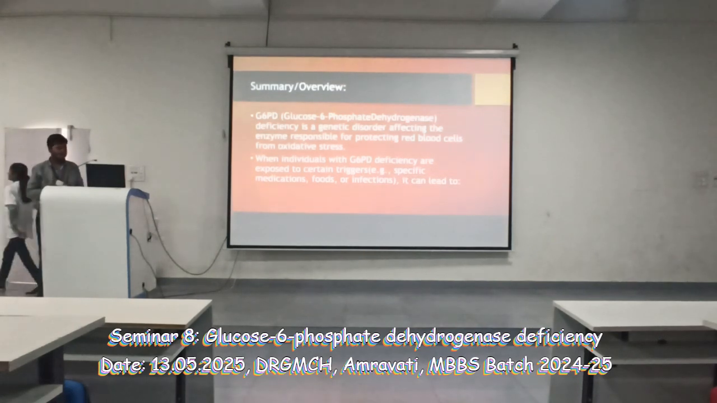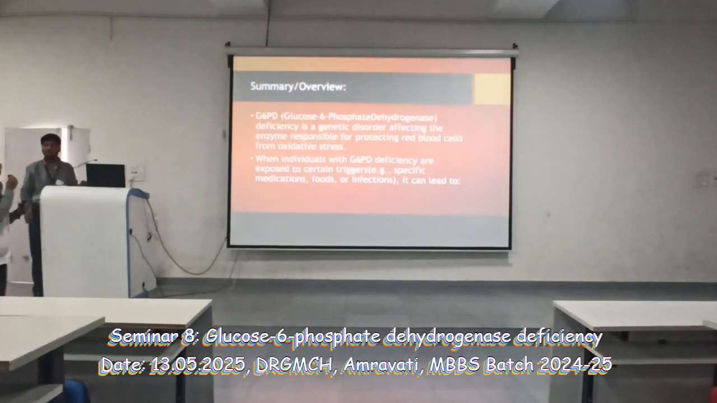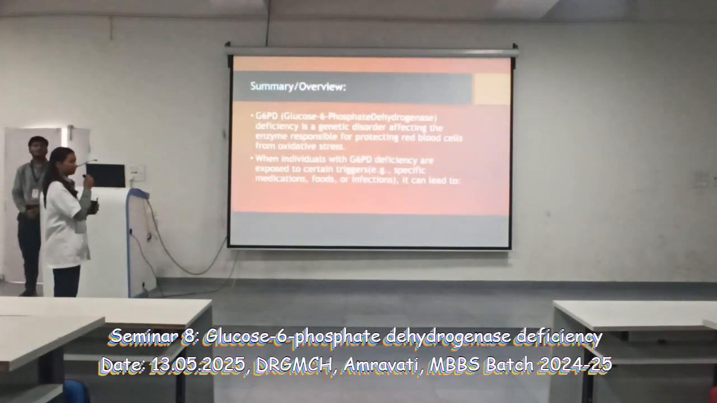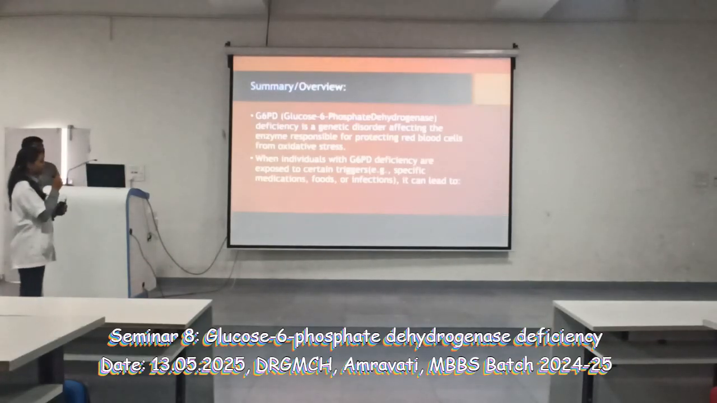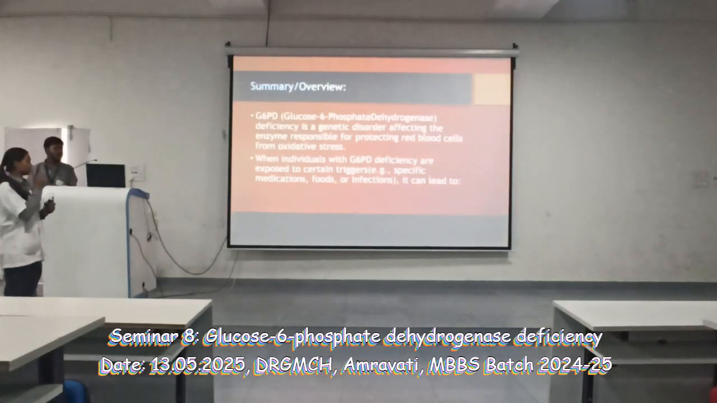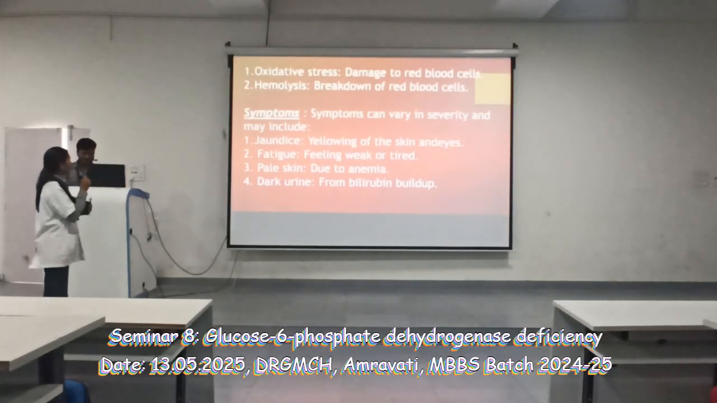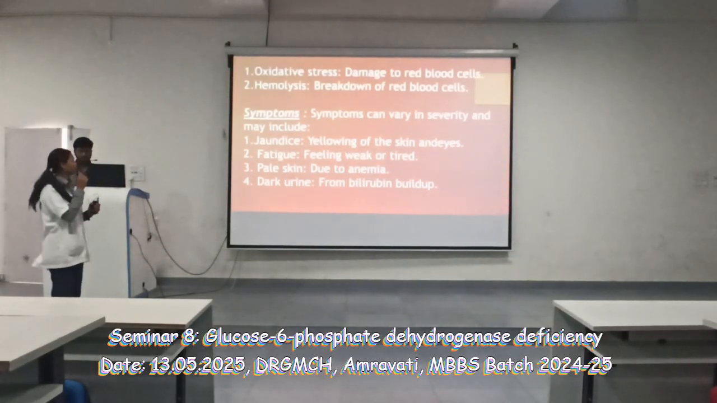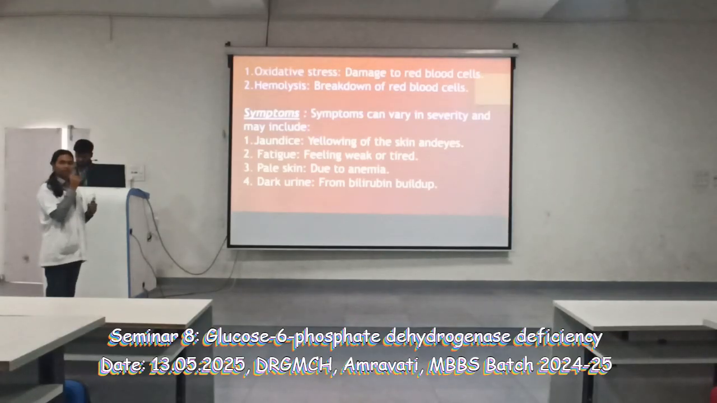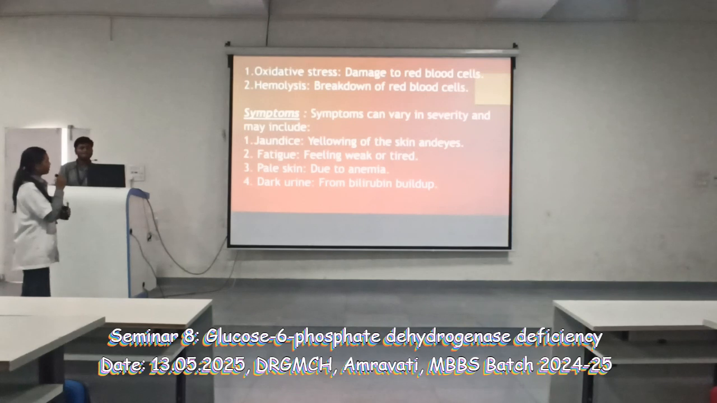G6PD, glucose-6-phosphate dehydrogenase deficiency, is a genetic disorder affecting the enzyme responsible for protecting red blood cells from oxidative stress. When individuals with G6PD deficiency are exposed to certain triggers, for example specific medications, foods, or infections, it can lead to oxidative stress and hemolysis. Oxidative stress: damage to red blood cells. Hemolysis: breakdown of red blood cells.